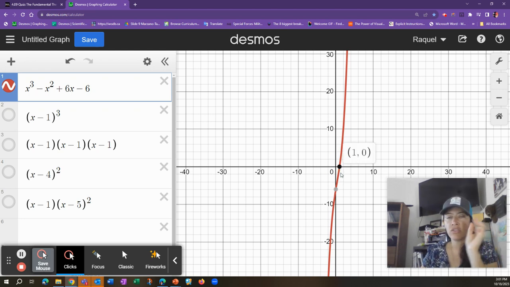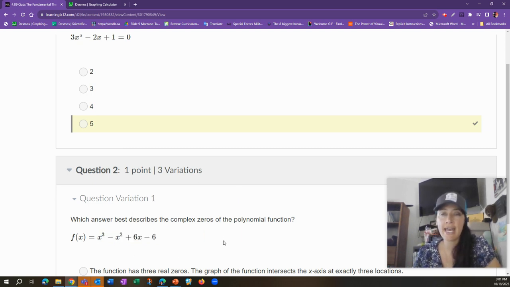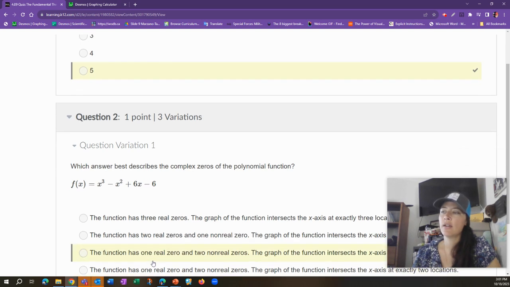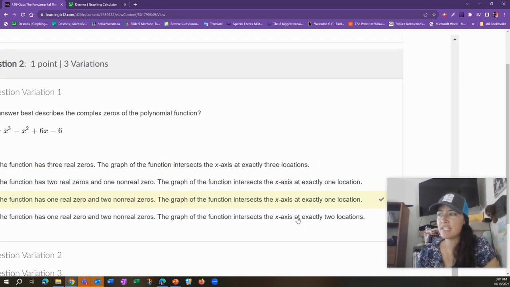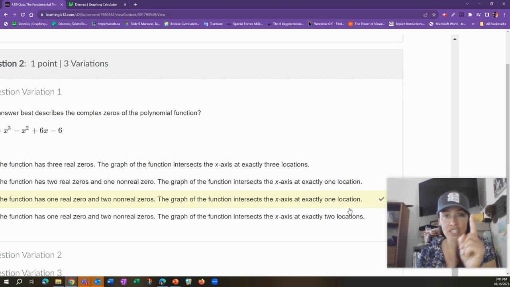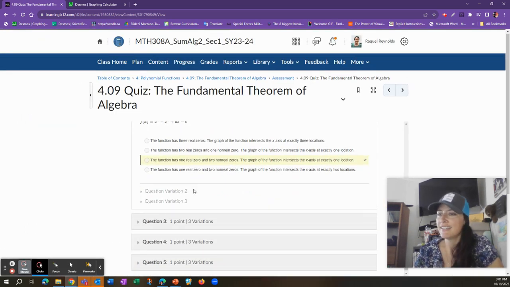So let's look at the answers. We're looking for 1 real root and 2 complex roots in the description. The function has 1 real zero and 2 non-real zeros. That's fine. 2 imaginary zeros, because it intersects the x-axis at exactly 1 location. Not only does it intersect at only 1 location, it just goes straight across. It doesn't do that little hug, implying a multiplicity. All right, that's just question 2. Let's keep going.